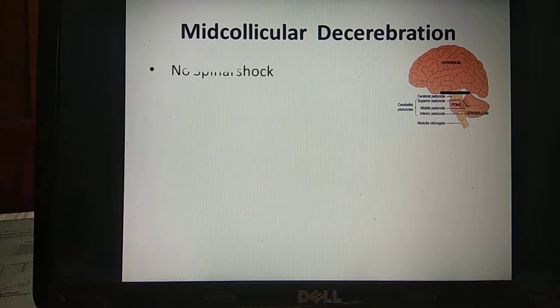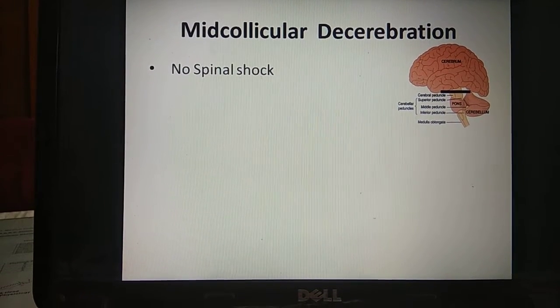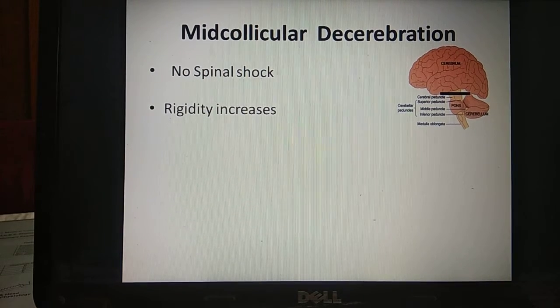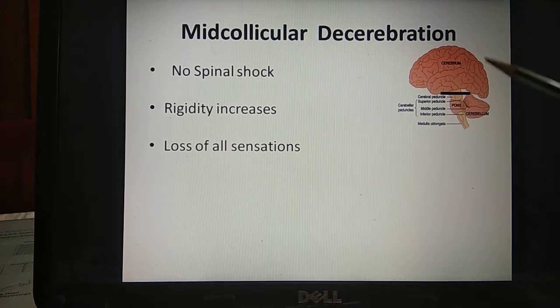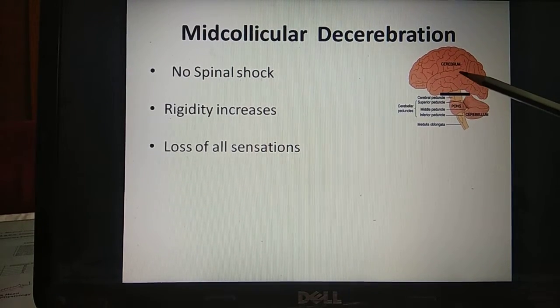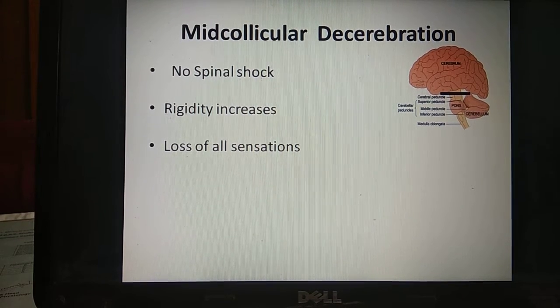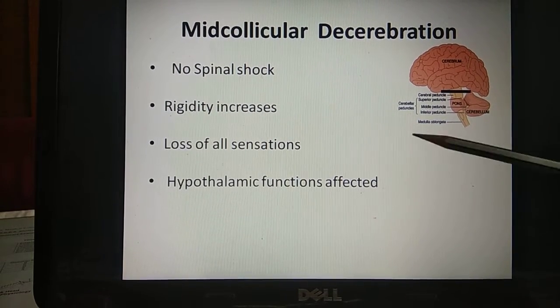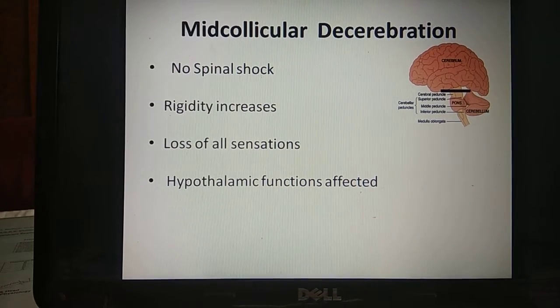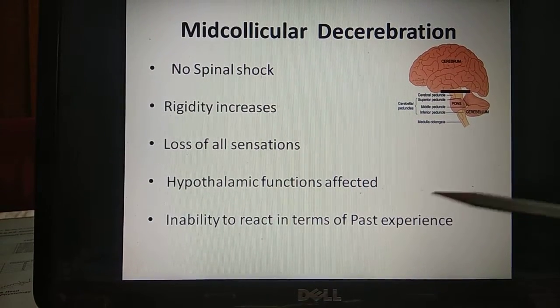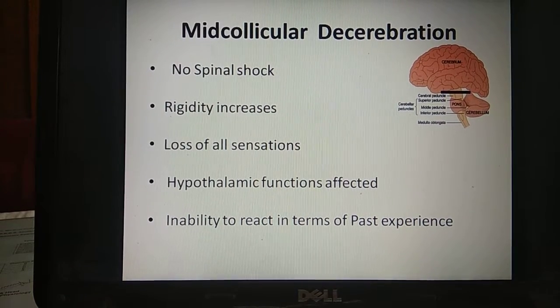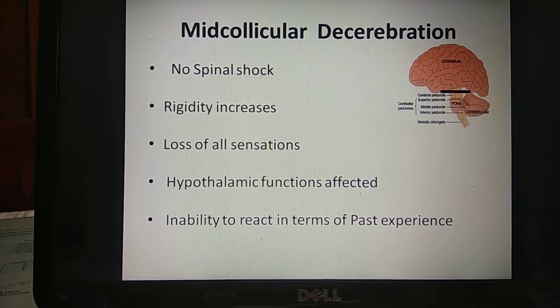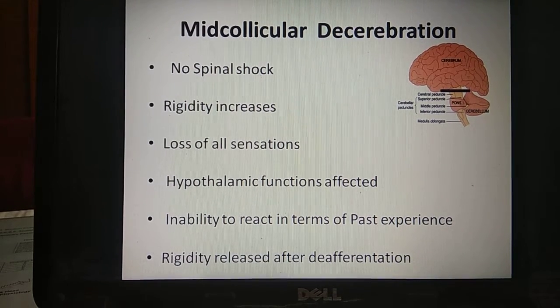So this is mid-collicular decerebration. No spinal shock as the spinal cord is intact in this animal. Rigidity increases as compared to decortication. Loss of all sensation, because you can see here we have removed this total, means the thalamus is also gone, cortex gone. The thalamus is the great sensory relay station, so when that is removed, there is no sensation. Hypothalamic functions are also affected because the hypothalamus is gone now. And the same as in decortication, inability to react in terms of past experience, means recent memory is affected. So these are the classical symptoms of mid-collicular decerebration, plus rigidity released after deafferentation, because the tracts must mostly be ending on the gamma motor neuron.